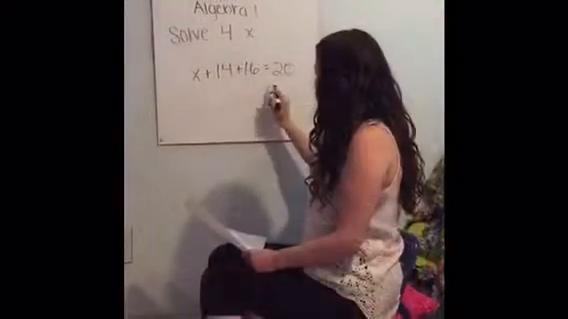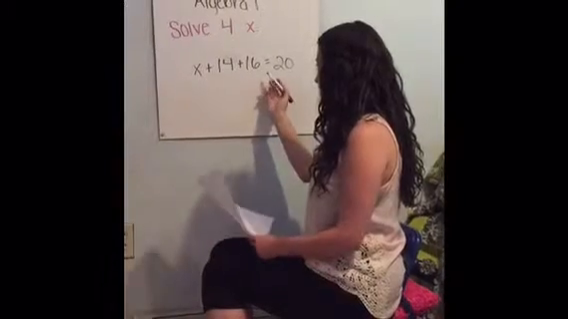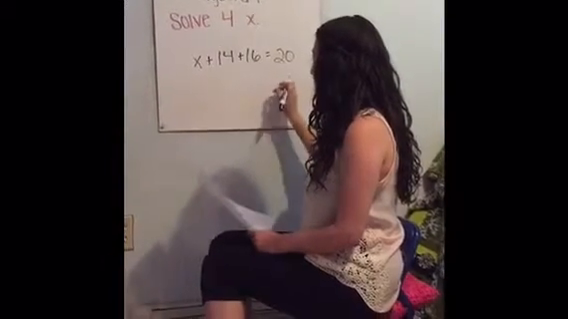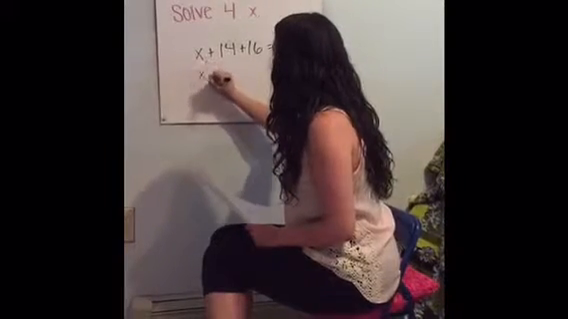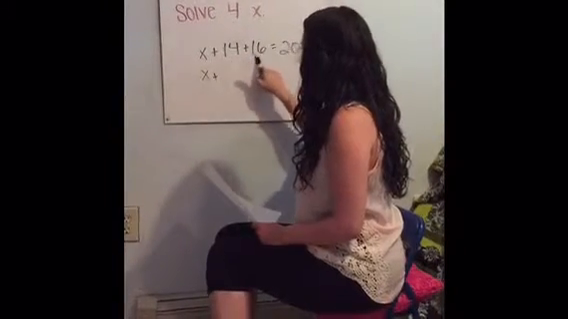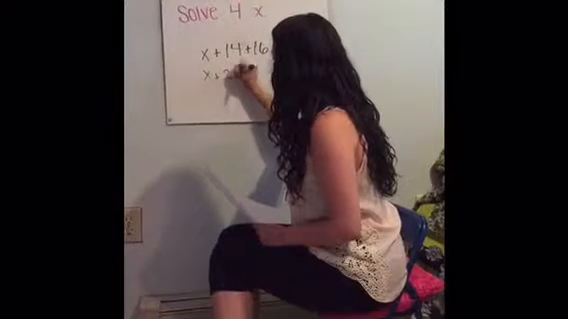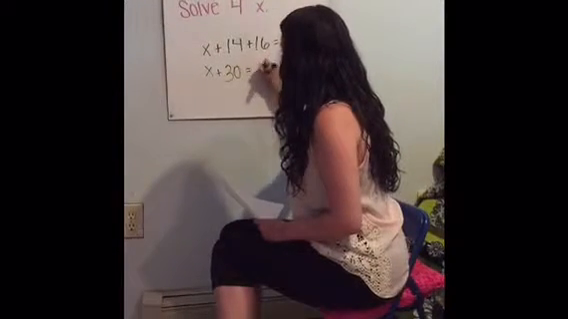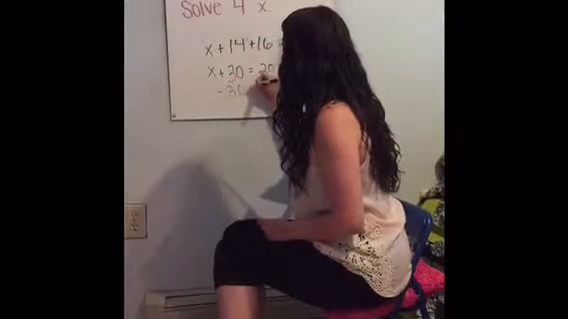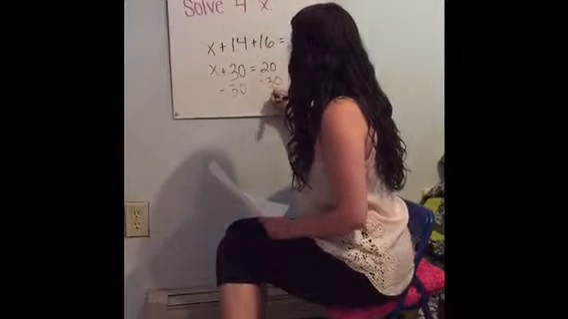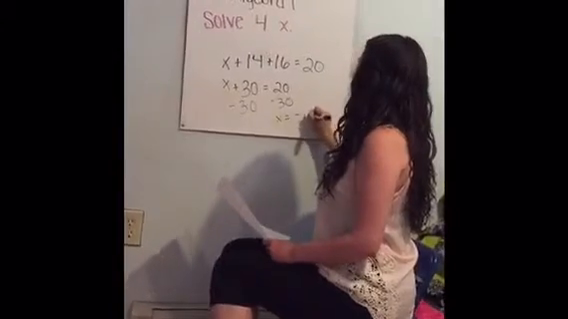Even though technically these two numbers aren't separated, they're right next to each other, it's still easier to combine them to solve the equation than to use them separately. So we do x plus 14 plus 16. 14 plus 16 is 30, equals 20. And just like all the other ones, subtract 30, and x ends up being negative 10.